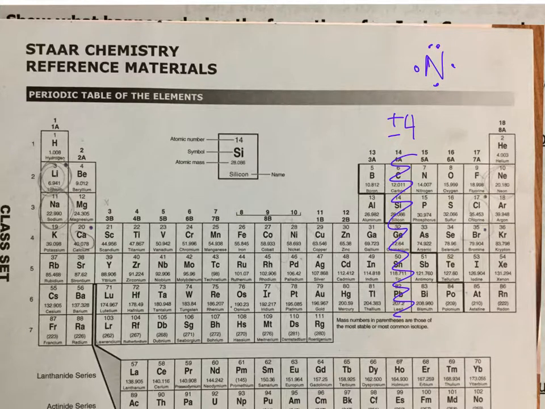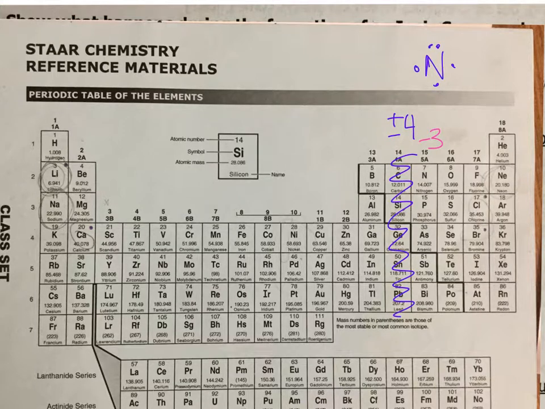So is it easier for them to give away 5 or to take 3 on? Why is he taking 3 on? To become a noble gas. Don't forget, valence electrons, their goal is to become 8. Charge, what's the goal? To become 0. That's stability. All right, good. So since he needs 3 more, that's where we write a -3.